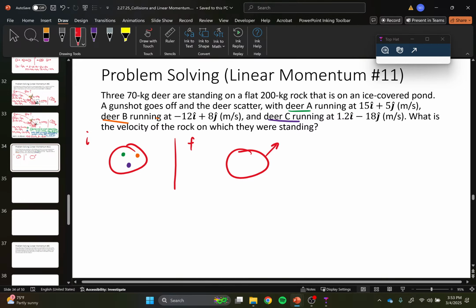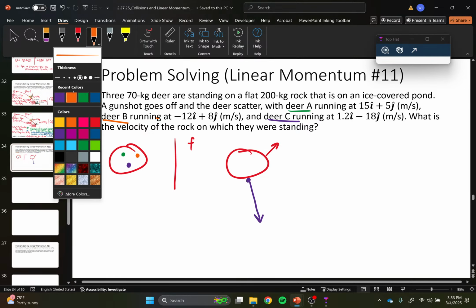You're going to find out which way it moves. You don't need to predict it correctly. It's going to move. We picked a direction. Awesome. Is it the right direction? No, doesn't matter. All right, deer C hops off the rock, so great, he's no longer on the rock, and he's going down a little bit to the right, but mostly down. Negative 18 down, positive 1.2 to the right.